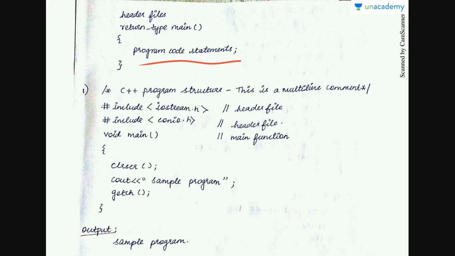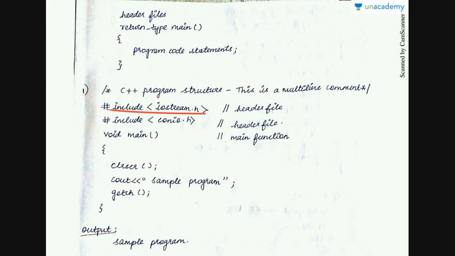Let us take an example of a program now. Usually any first program will be hello world. Let us take something similar to that and explain the structure. First you have #include iostream.h. #include is a preprocessor directive. iostream means input output stream.